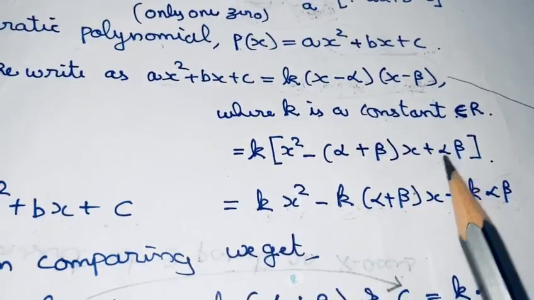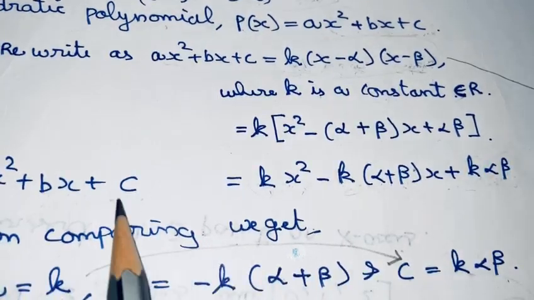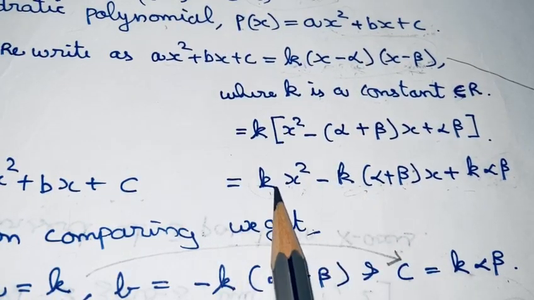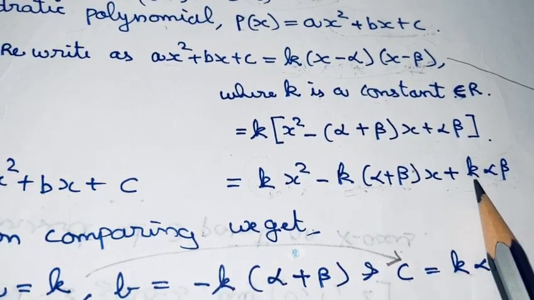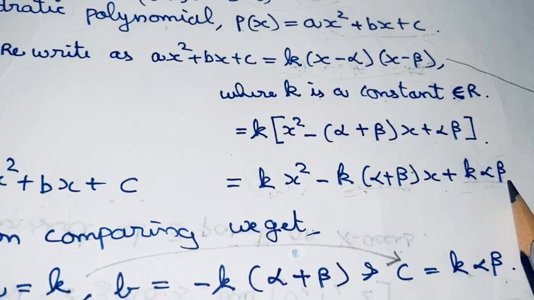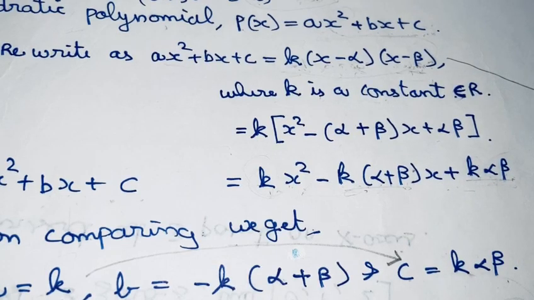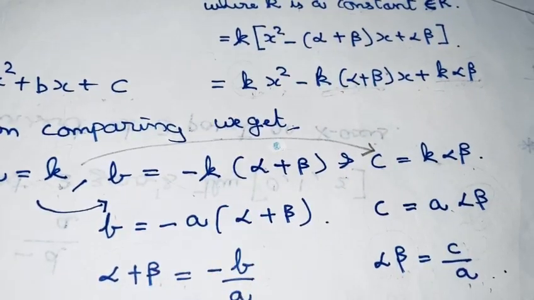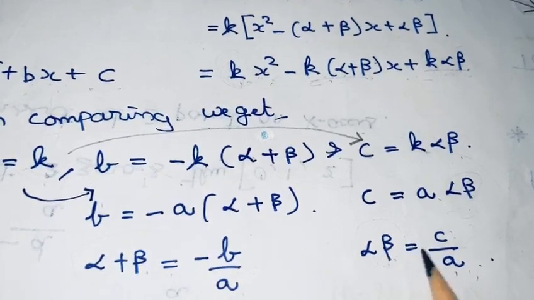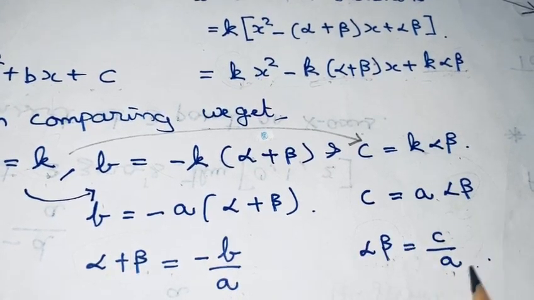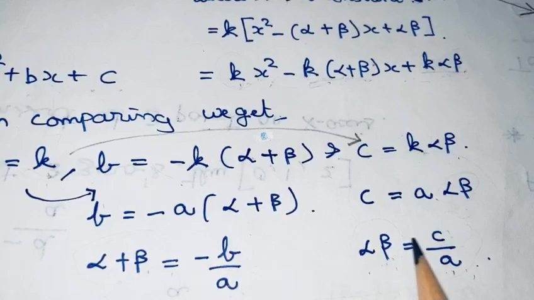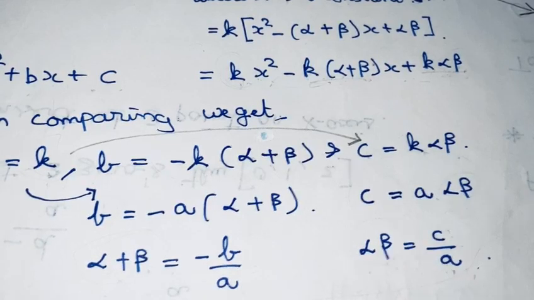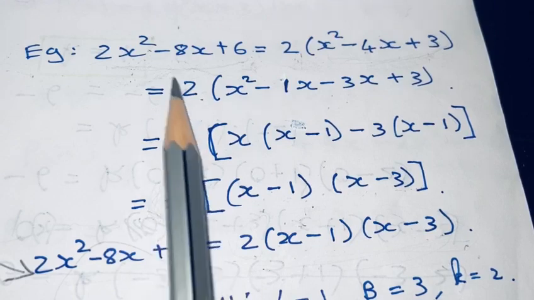Now you are going to solve it, and while comparing both the sides, we find the value of k to be a, b to be the value of this, and c to be equivalent to k into alpha into beta. On solving it, we can find the sum of the zeros to be minus b by a and the product of the zeros to be c by a. You can see from both these equations that the zeros are linked to, or based upon, the coefficients of the given polynomial. We will understand the quadratic polynomial with an example here.